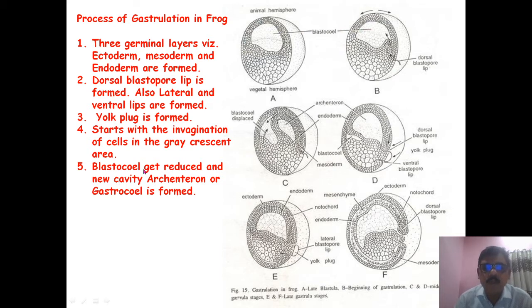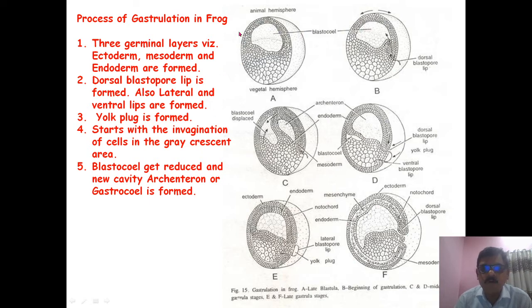Then the blastocele is formed from the blastula having the cavity. Due to the migration of the cells, the inward movement of the cells, there is a formation of another cavity, and that cavity is called the Archenteron cavity, and this previous cavity, that is the blastocele, is displaced, and at the end this blastocele is entirely replaced by the other cavity, and that cavity we call the gastrocele cavity.